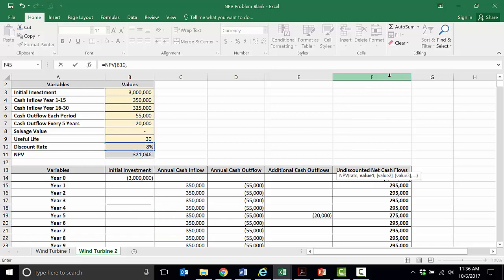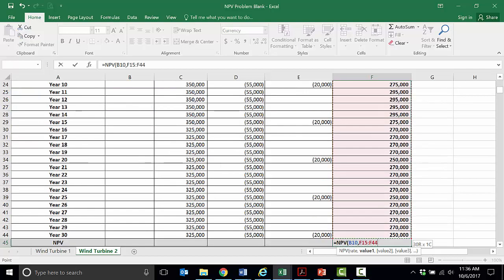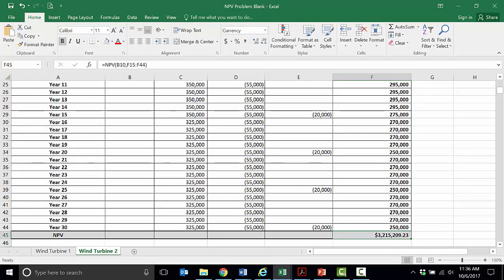We then want to include all of the values that we want to discount back to time 0. So that's going to be the cash flow at the end of year 1, all the way through the end of year 30. And I'm going to close the parentheses here. This gives us the net present value of the cash flows from year 1 to year 30.